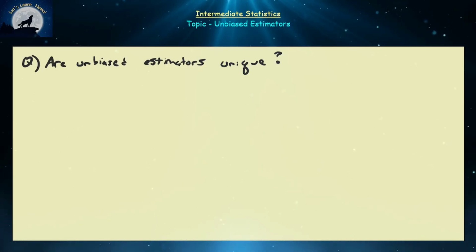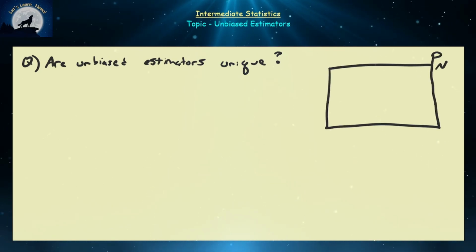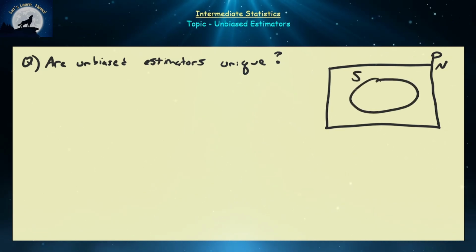Are unbiased estimators unique? Well, think about it. If you have a population, let's call it P, of population size N, and you want to estimate it with something, what you can do is grab a sample, S, calculate x bar, and one can show very nicely that the expected value of x bar will be equal to mu, the population mean. But is x bar the only unbiased estimator of P for mu? The answer is no, right?